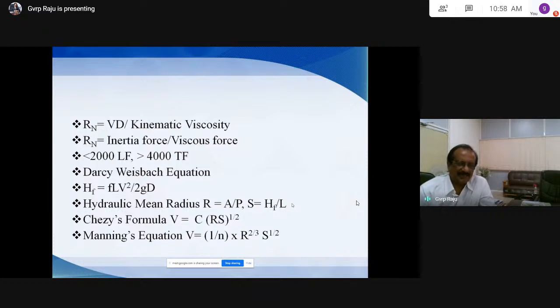And Manning's equation V is equal to 1 by n, R to the 2 by 3, S to the 1 by 2, where 1 by n is Manning's coefficient. So try to remember these equations. These are all very, very important for doing the objective questions, in addition to the Bernoulli's equation, continuity equation, etc.